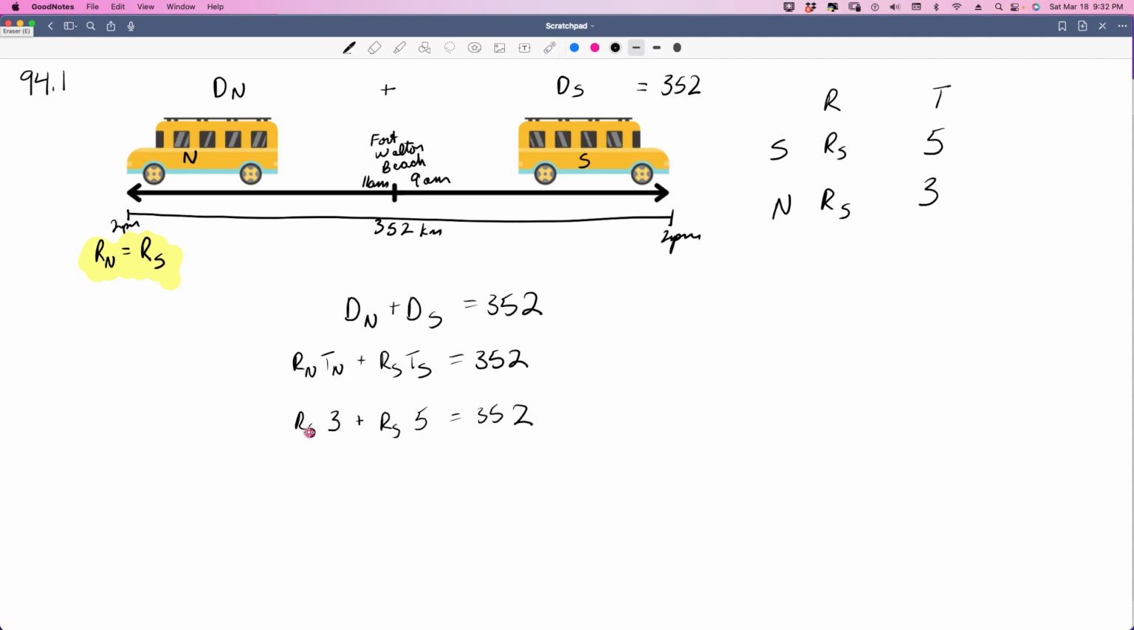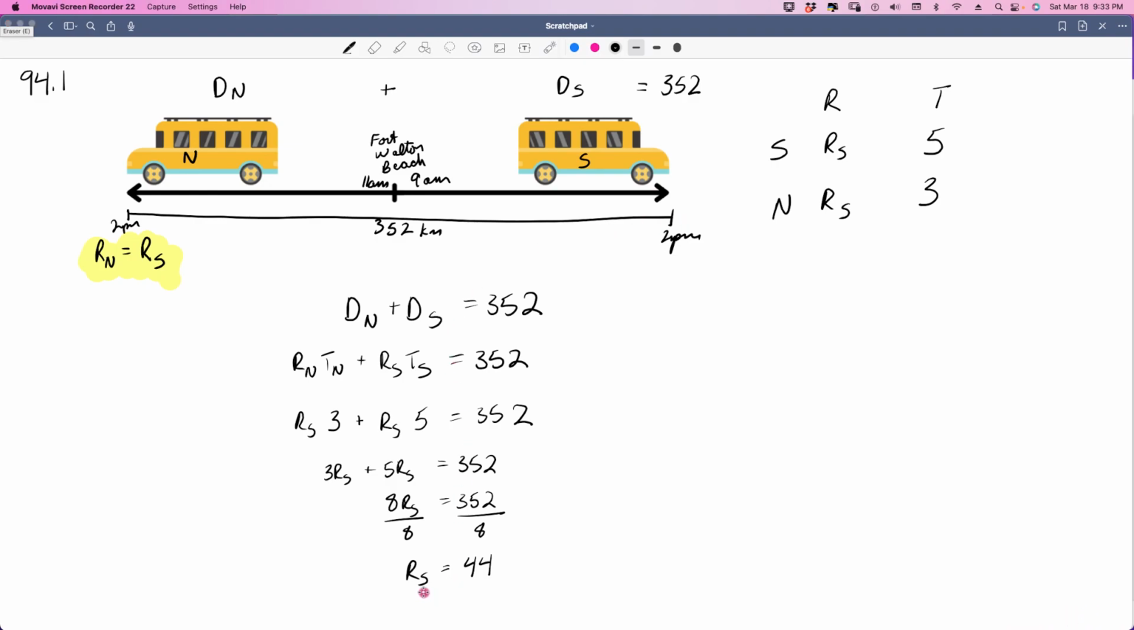And if I multiply these, RS times 3 plus RS times 5, then I get 3RS plus 5RS. And when I add them together, I get 8RS is equal to 352. If I divide both sides by 8, then I get that RS is equal to 44.